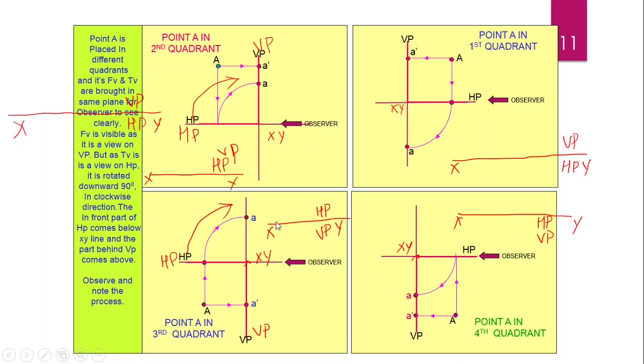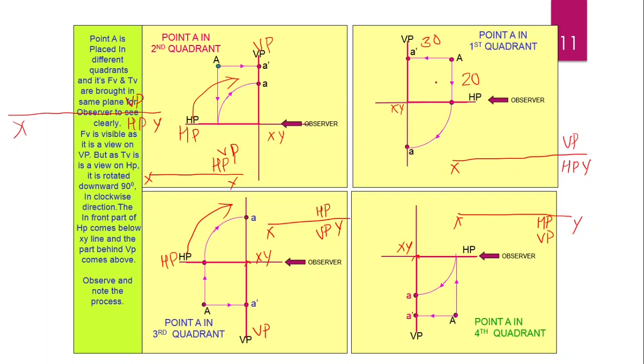Then if this particular point is lying in first quadrant, how can we represent the orthographic projection of point A? That is our fundamental. Here we can say that this particular point A is 20 mm above HP and 30 mm in front of VP.